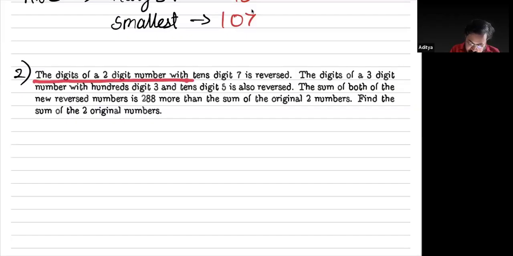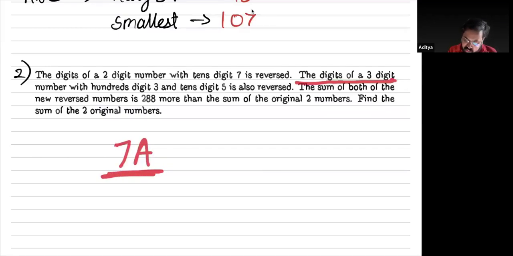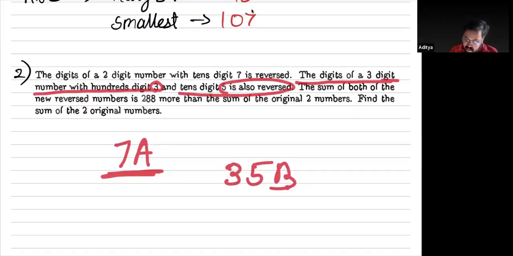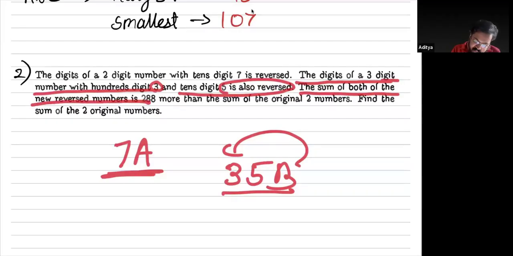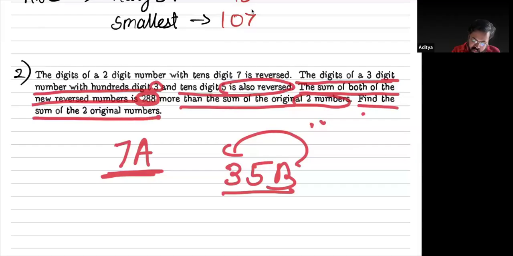The digits of a 2-digit number with tens digit 7 is reversed. So there is a number called 7a, and its digits are reversed. The digits of a 3-digit number with hundreds digit 3 and tens digit 5 is also reversed. So 35b, this number is also reversed. Then the sum of both these reversed numbers is 288 more than the sum of the original two numbers. The question is as clear as it can be. Find the sum of the two original numbers.